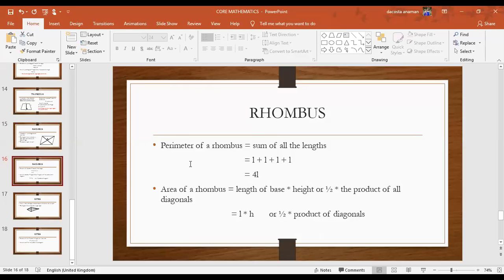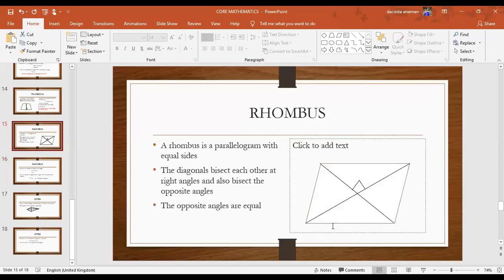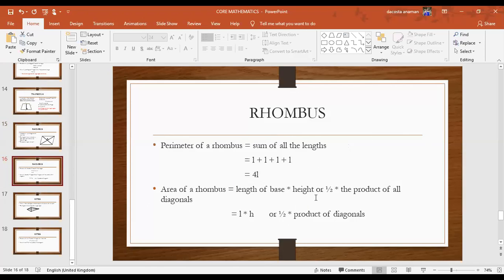Now for the perimeter of a rhombus, it's very, very simple. It's like the perimeter of a square. All the lengths are the same. Therefore, if you have one length, you just multiply it by 4 to get the perimeter of the rhombus. Then the area of the rhombus is the length of the base, which is this one, times the height. That will give you the area of the rhombus.